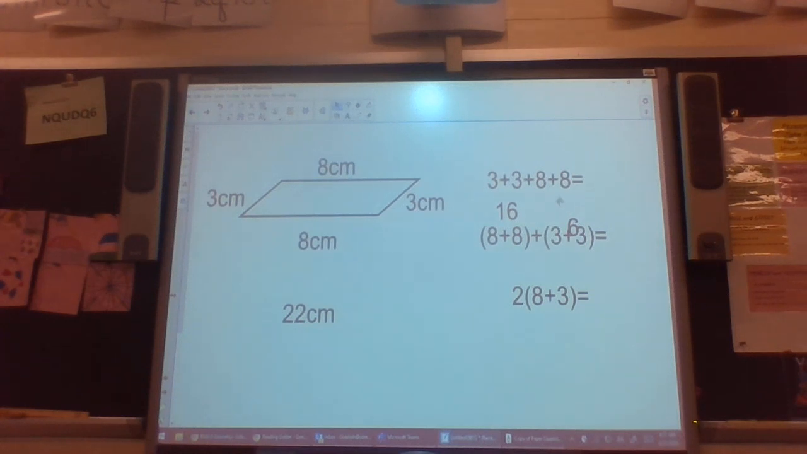And this is equal to 6. So if I add 16 and 6 together, I get 22. And if I did it this way, I got 22.